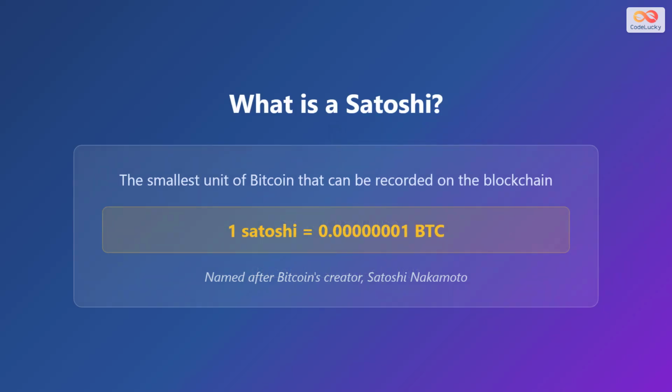So what exactly is a Satoshi? A Satoshi is the smallest unit of Bitcoin that can be recorded on the blockchain. It represents 100 millionth of a single Bitcoin, or 0.00000001 Bitcoin. This tiny denomination is named after Bitcoin's pseudonymous creator, Satoshi Nakamoto, in honor of their revolutionary contribution to digital currency.